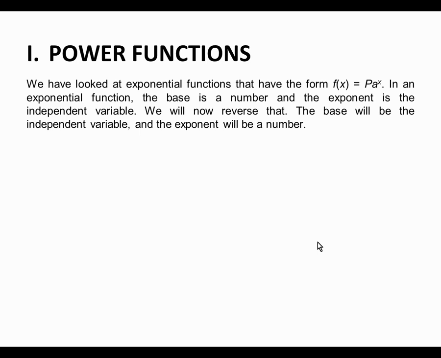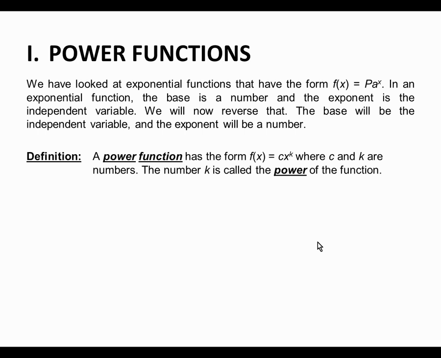So we've looked at exponential functions that have the form f of x equals p times a to the x. In an exponential function, the base is a number and the exponent is the independent variable. Here we're going to reverse that. The base will be the independent variable, and the exponent will be a number. So, definition: a power function has the form f of x equals c times x to the k, where c and k are numbers. The number k is called the power of the function.